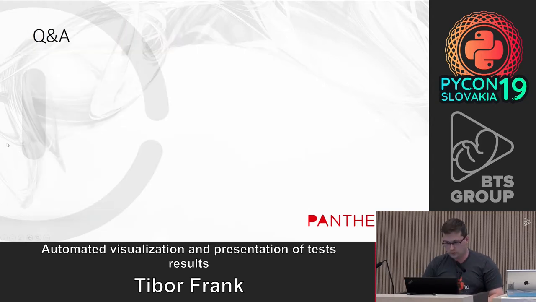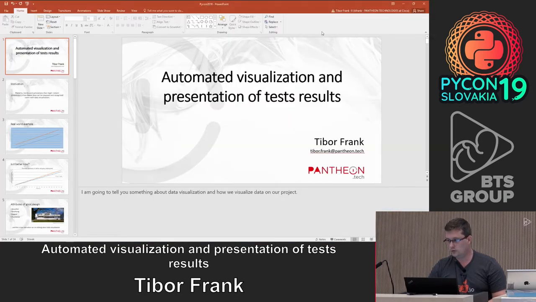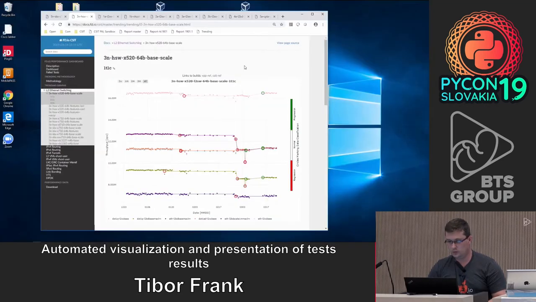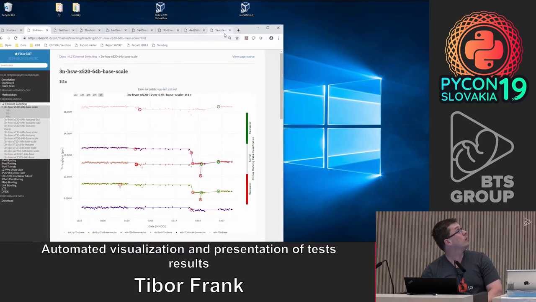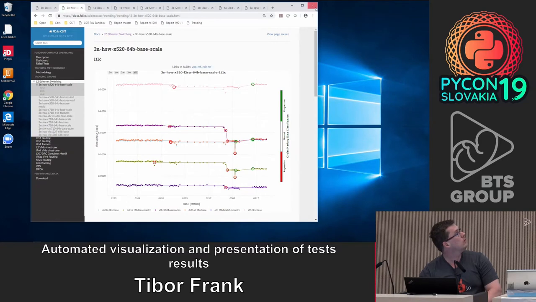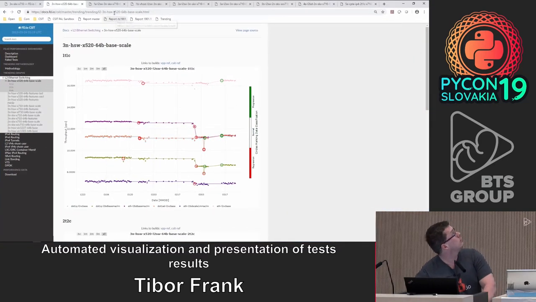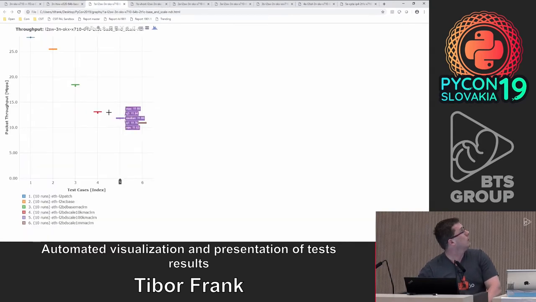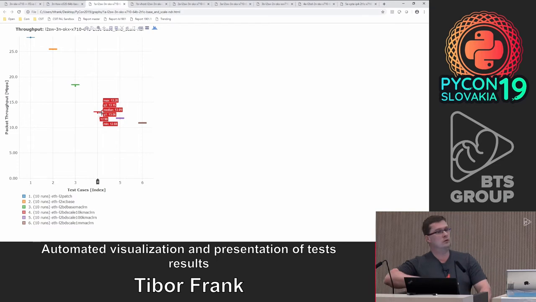Before questions and answers, I'll show you examples, real examples, because these were only pictures. Okay. So this is trending, but back to packet throughput. This is the hover information.